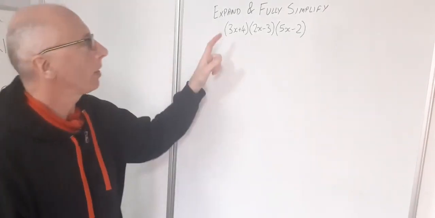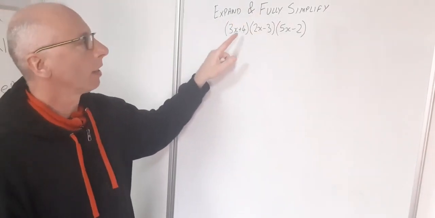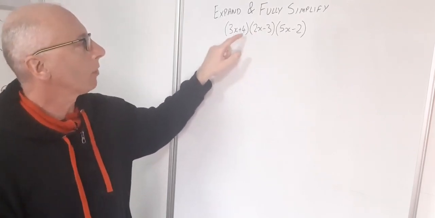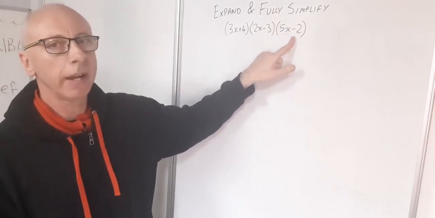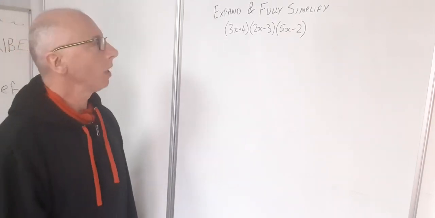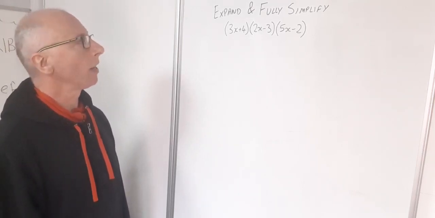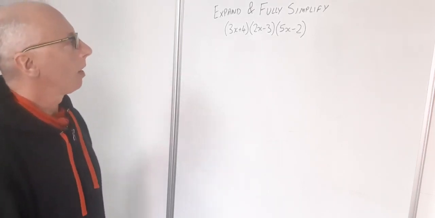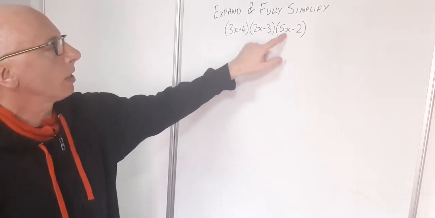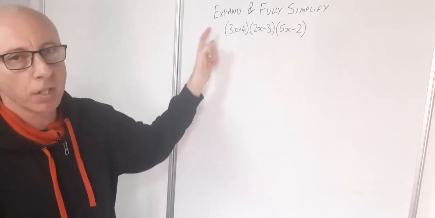So in this question here, I need to expand and fully simplify these three terms in brackets. I've got 3x plus 4, 2x minus 3 and 5x minus 2. Now there's a few ways in which we could go and simplify this off and expand it. So one way you could do is you could do this term, this term, this term, and then this term, this term, this term, and so on.